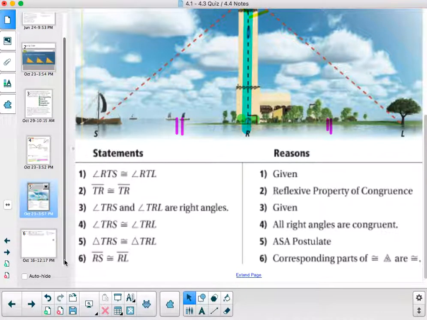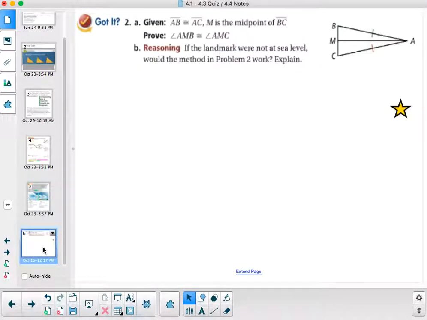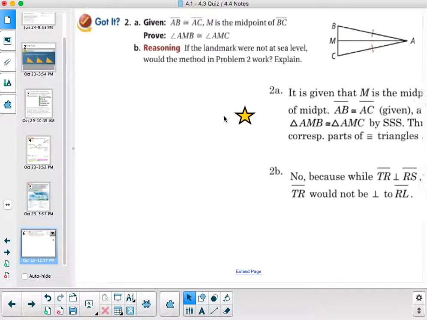All right, friends, that was your lesson for today. So here is your last got it question. In question A, you have a proof to do. You're ultimately proving that angle AMB is congruent to angle AMC. And in question B, I want to talk about the fact that the landmark was not at sea level in that previous problem. Would that work? Explain. So pause the video, take some time to formulate your responses, and then we'll check your answers.